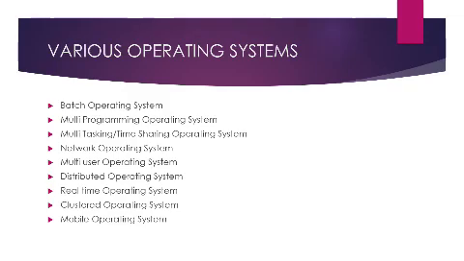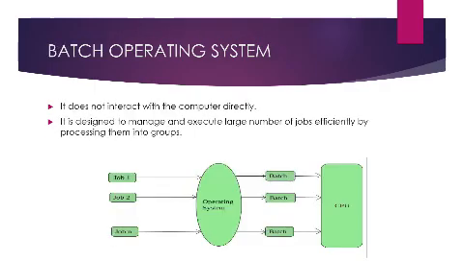Next, various operating systems. We have multiple operating systems like batch operating system, multi-programming operating system, multitasking or time-sharing operating system, network operating system, multi-user operating system, distributed operating system, real-time operating system, clustered operating system, and mobile operating system. Let's see one by one. First, batch operating system.